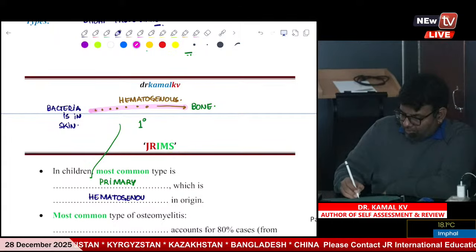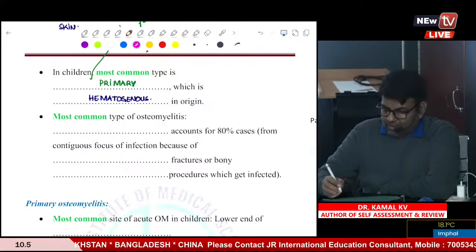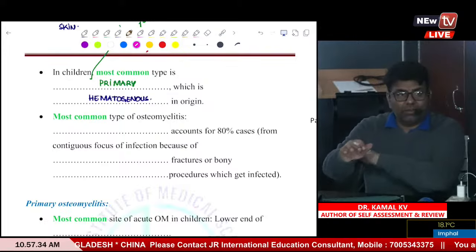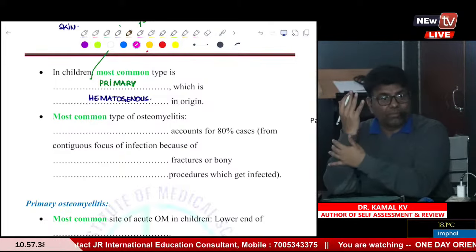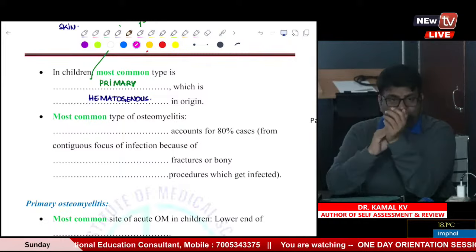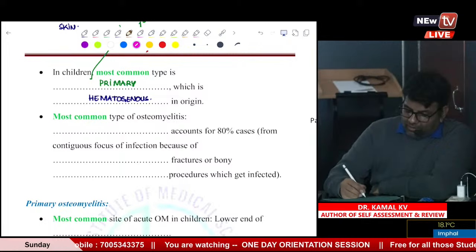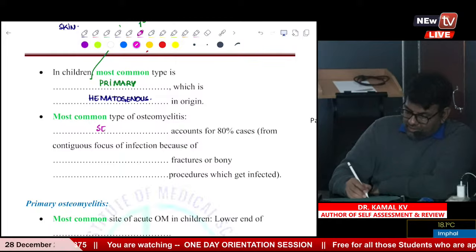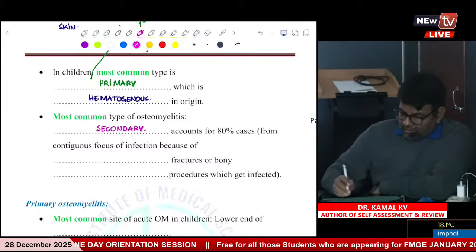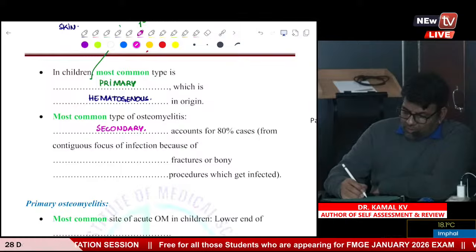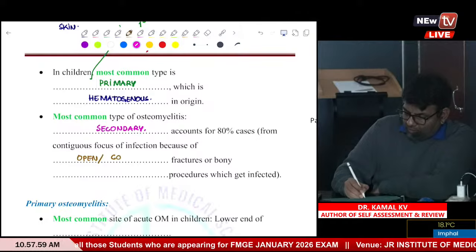So it is hematogenous. Sometimes what we see in clinical practice is that if we operate on a bone and if we don't follow sterile techniques, it can get infected. And if there is an infection in orthopedics, it is very difficult to treat, and such an entity is known as secondary osteomyelitis. Right? So secondary osteomyelitis occurs because of open or compound fractures.